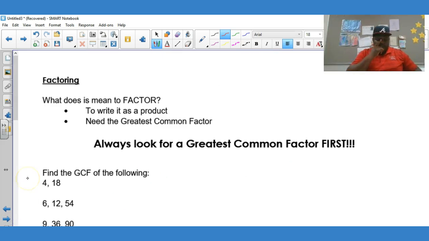All right, what does it mean to factor, guys? What does it mean to factor?